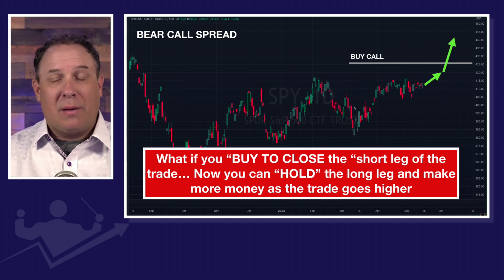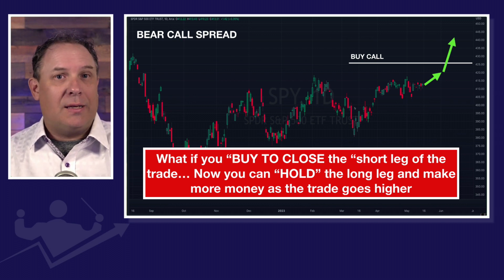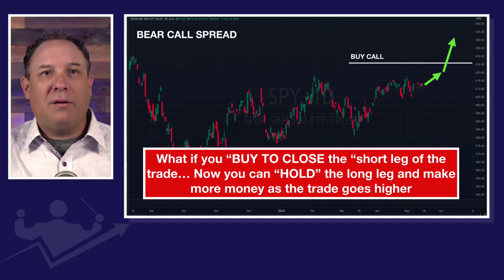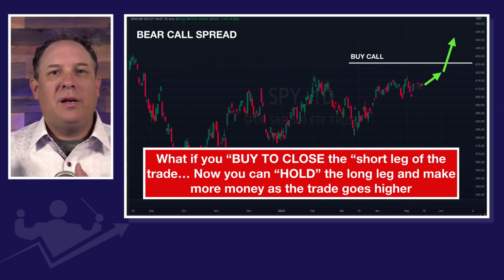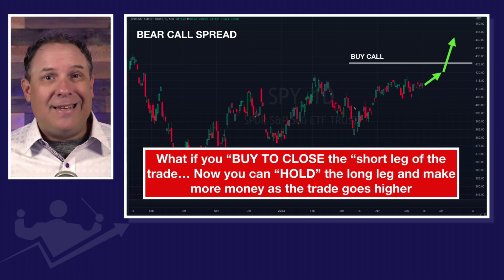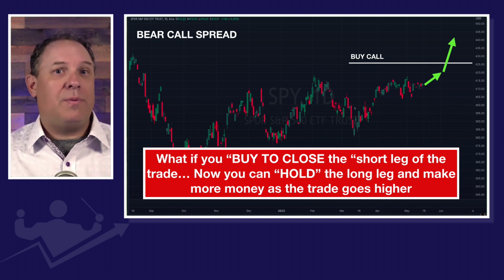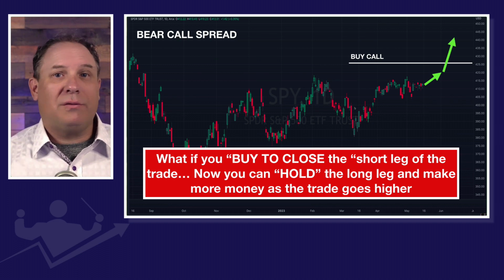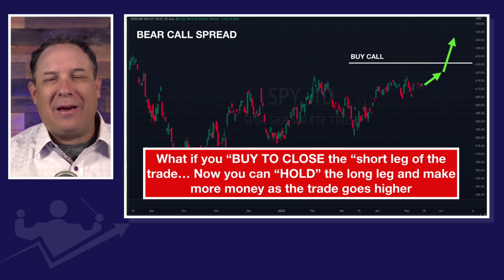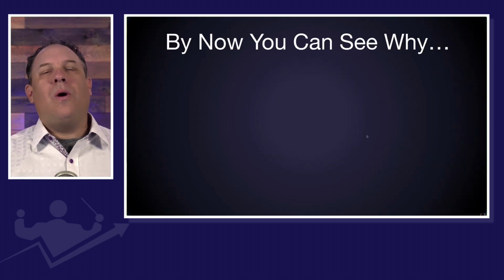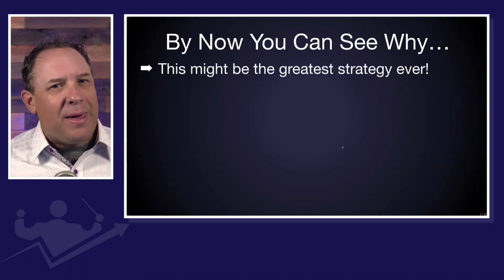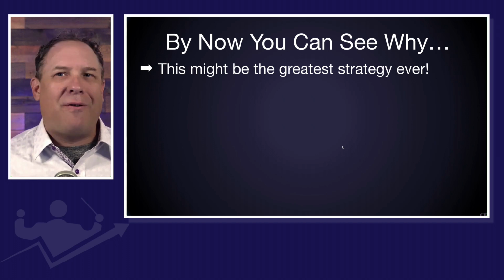So at some point it's dollar for dollar, but initially it's going to be whatever your delta is. So if your delta is 50, every dollar the stock goes up, you'll be making 50 cents. If your delta is 60, every dollar the stock goes up, you're making 60 cents. And eventually it'll get to dollar for dollar. Isn't that cool? Now you can see why I think this might be the greatest strategy ever.